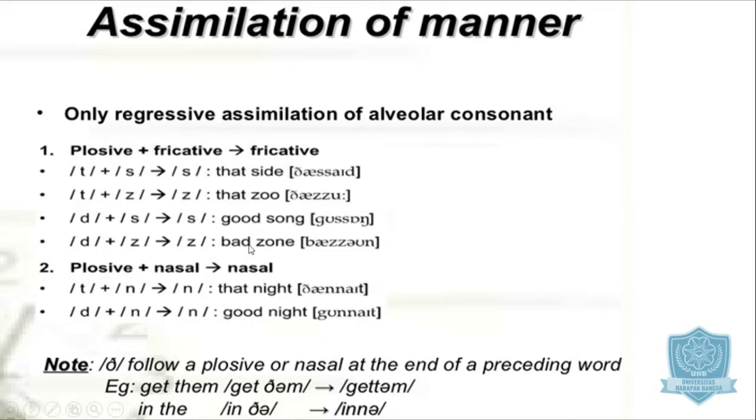Good sound becomes good sound. Bad sound becomes bad sound. And then plosive plus nasal becomes nasal. For example, day night, good night. And then here there is a note that this follows a plosive or nasal at the end of the preceding word, like get them, inner.